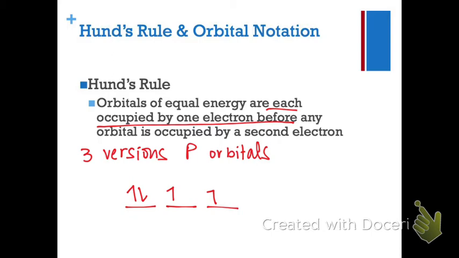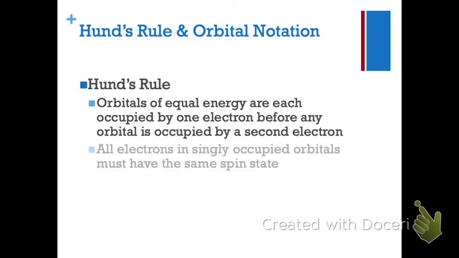Now, the second rule says that all electrons in singly occupied orbitals, so any orbital that has just 1 electron in it, have to have the same spin state. We haven't talked about spin yet. Electrons either spin in the positive direction or the negative direction, and that's a little more intense than we need to get into right now. But when 2 electrons are in an orbital together, one of them has to spin in the positive direction and one has to spin in the negative direction.